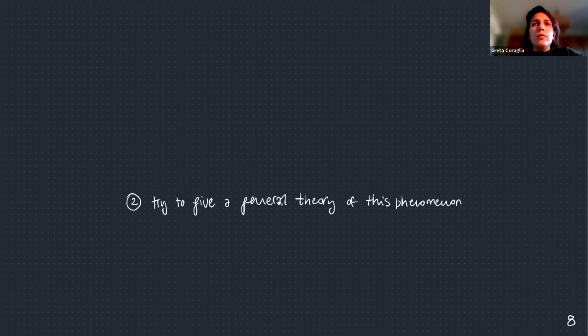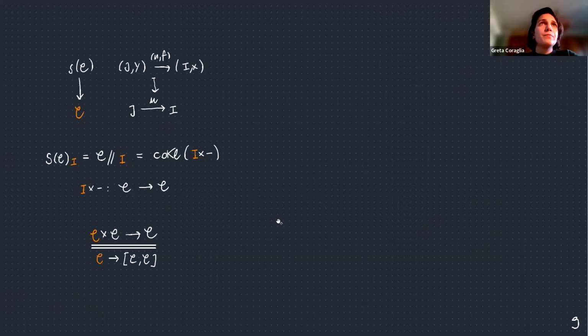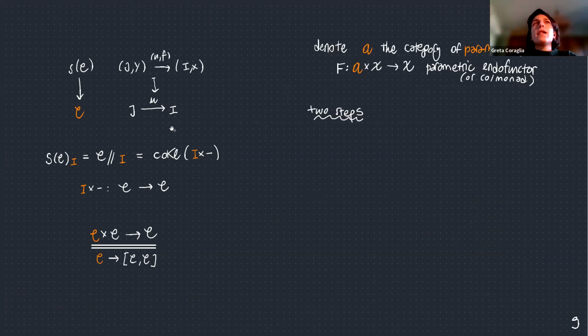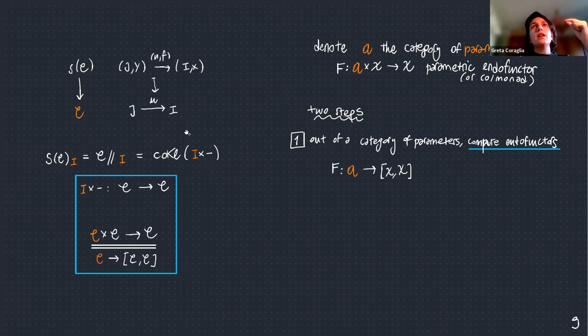Okay, so now we try to give a general theory of this phenomenon. So we get back to the example that Fosco came to us with. Again, we have a category, and we have this category indexing some comonad. We take the co-Kleisli, we paste them all together, and we find the fibration. If you look at this process, there are actually two things happening all at once. The first thing is that out of a category of parameters, you compute endofunctors. And this is the first step. So out of parameters, you get endofunctors.